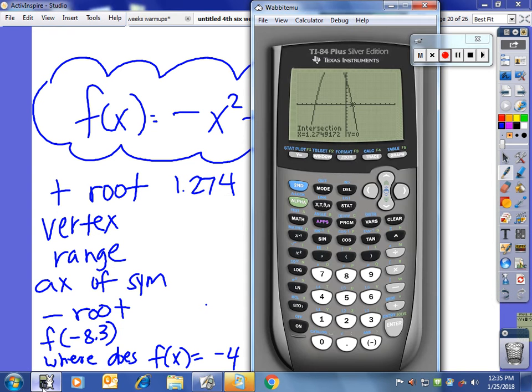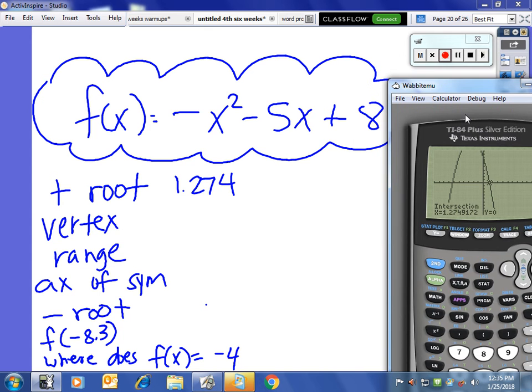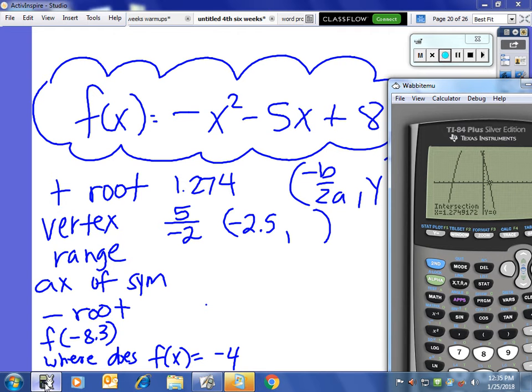Vertex. I saw a lot of kids miss vertex. There are two ways to find vertex. There's a half brain, half calculator way and an all calculator way. The half brain, half calculator is where you find the x value yourself by doing opposite of b over 2a and then find the y that goes with it in the t-chart. So the opposite of b would be positive 5 over 2 times a, which is a negative 1 here. So 2 times negative 1 would be negative 2. As a decimal, that's going to be negative 2.5. So that was my brain part.